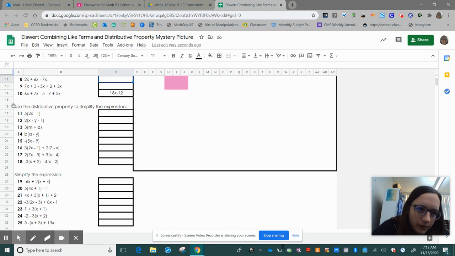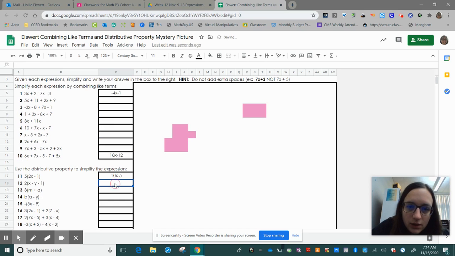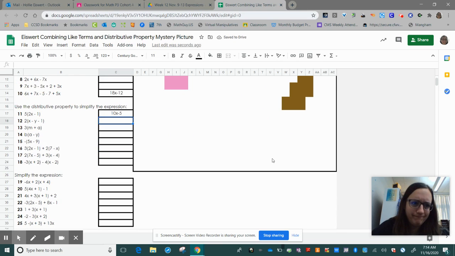All right, then we have distributive property, our Angry Birds. So that 5 is being distributed to both the 2x and the negative 1 with multiplication. So we have 5 times 2 is 10x. Beautiful. 5 times a negative 1. Same sign, positive, different signs, negative. All right, let's see what happens to our picture. Ooh, we got a little bit of brown going on.